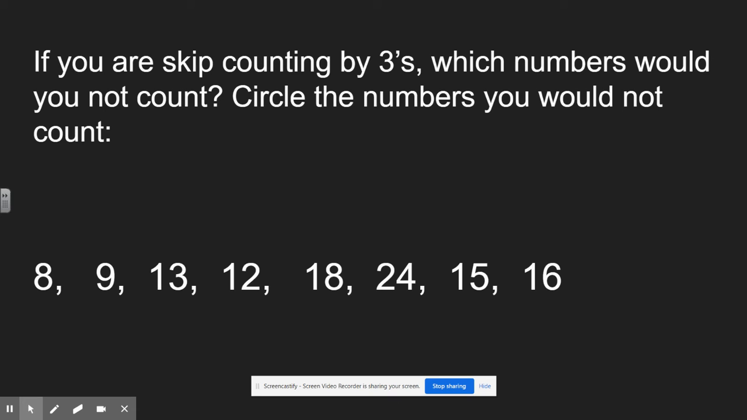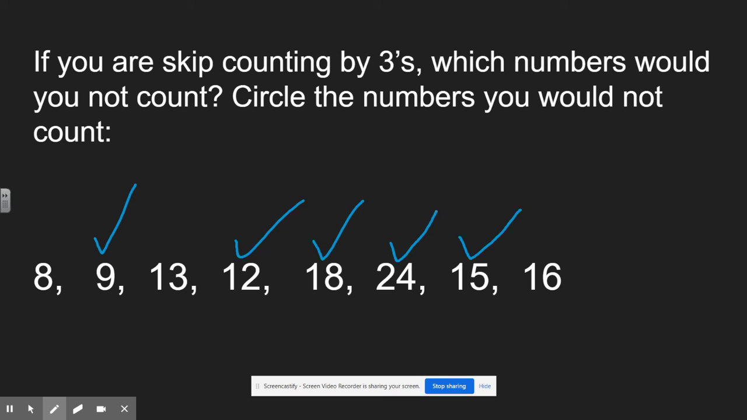Okay? So I'm going to look for any 3s. 3, 6, I don't see any 6s. How about 9? We have a 9, so I'm going to put a check mark by the 9 because we're not going to be circling them, because we are circling the numbers that we would not count. The next would be 12, 15, 18, 21, 24. I noticed that 24 is my biggest number here, so I'm going to stop there.